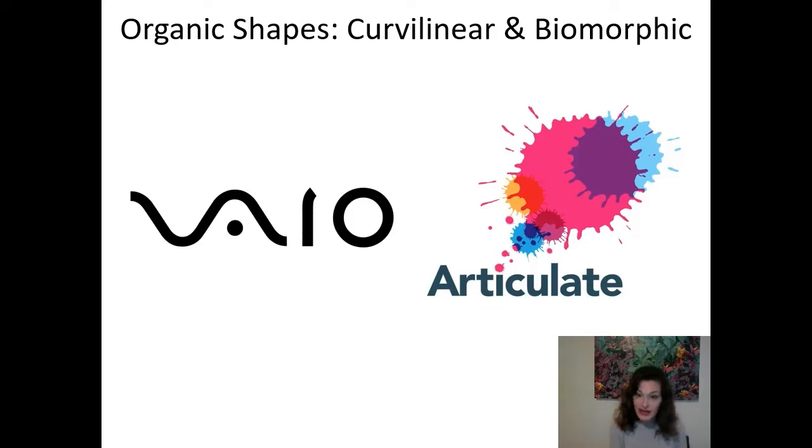They're less planned, you know. They kind of go any way they want to go. They're any kind of shape that is not geometric or curvilinear, and they have no rules.